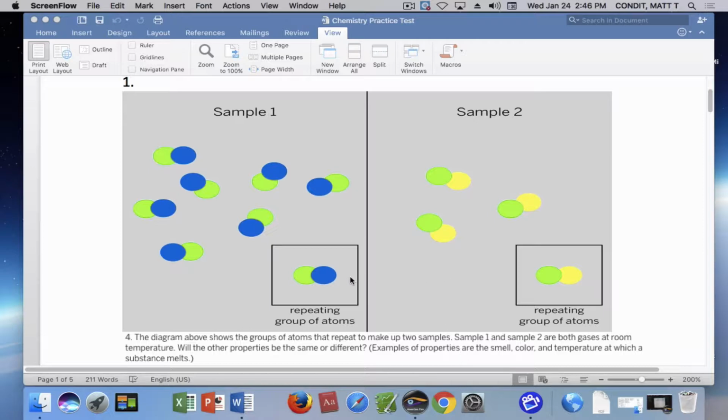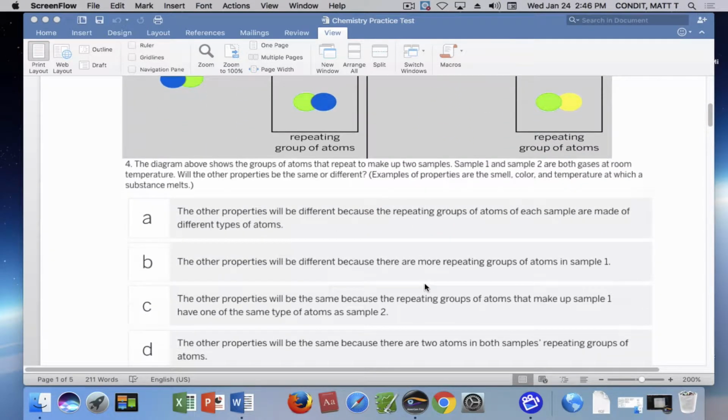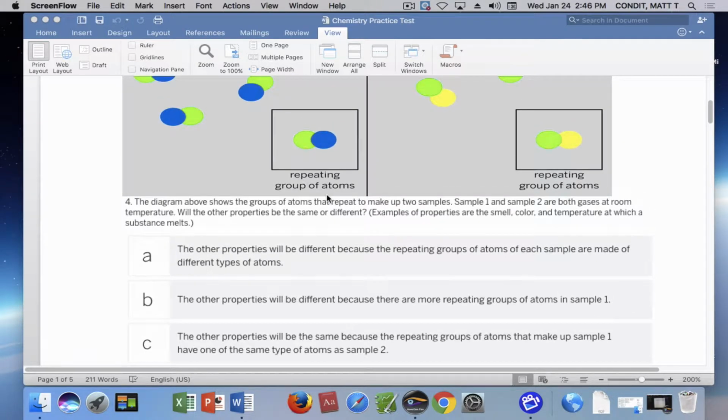So we've talked a lot about how every time we get a new repeating group, it makes a new molecule and has their own properties. So the properties will be different. And if you go down to the choices, there's only two of them that say that the properties are going to be different. That's going to be A and B. So A says the other properties will be different because the repeating groups of atoms in each sample are made of different types of atoms. That is the correct answer.